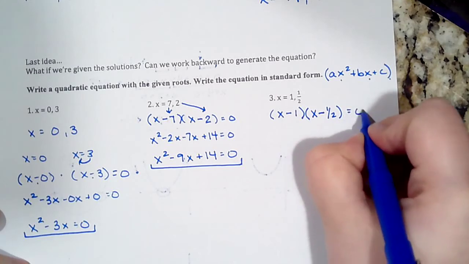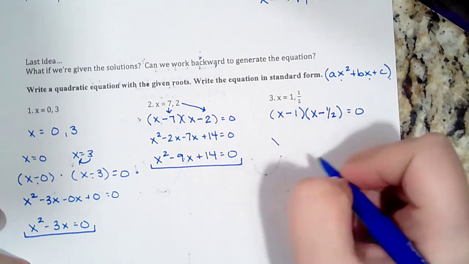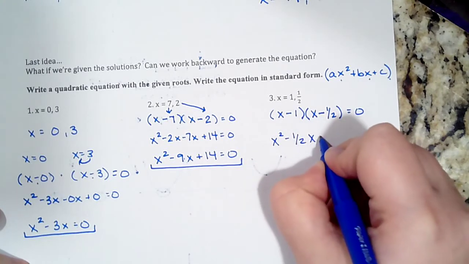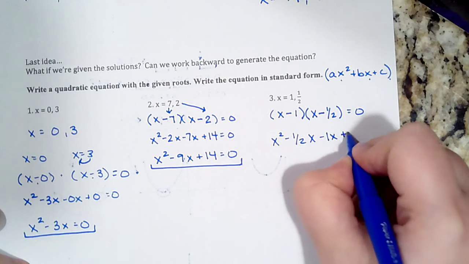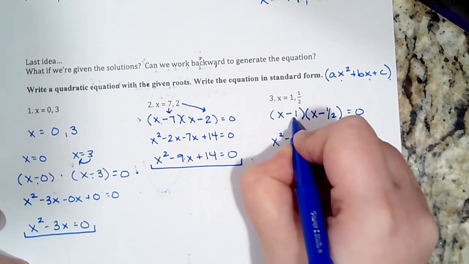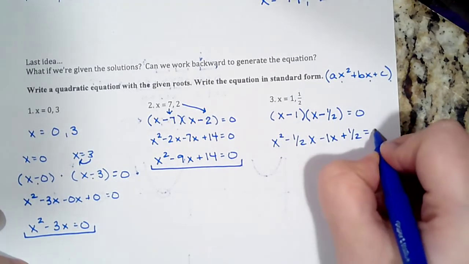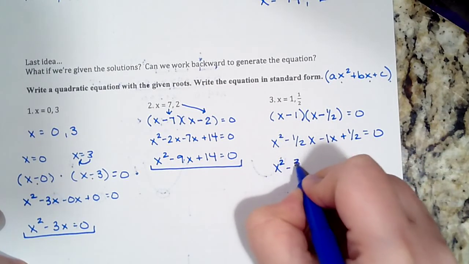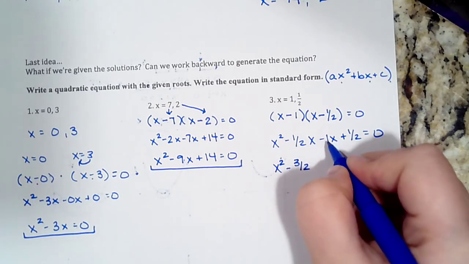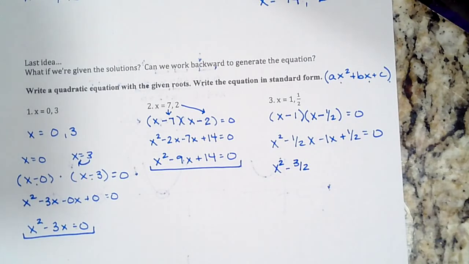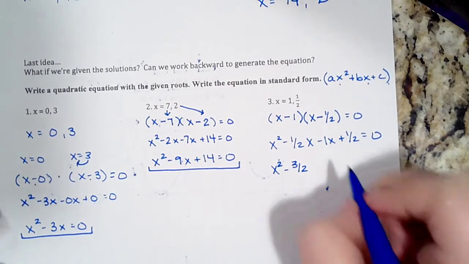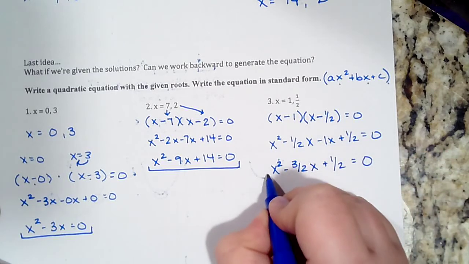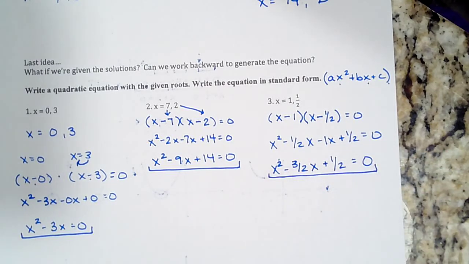All right, same thing with foiling. We are going to get x squared, negative 1/2 x, negative 1x, and positive 1/2, because a negative 1 times a negative half is a positive 1/2. Simplify: x squared, negative 3/2 x, because 2 negatives make more negative. 1 plus 1/2 is 3/2, plus 1/2 equals 0. And I have my equations.